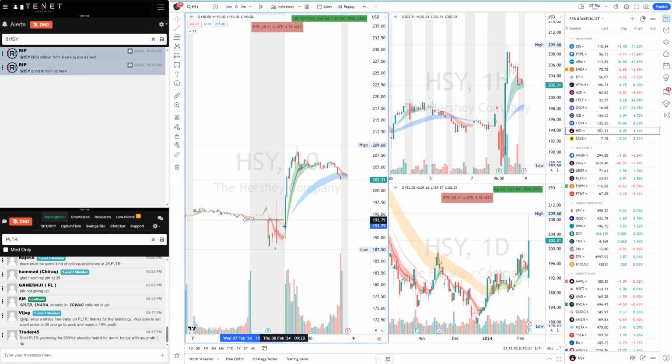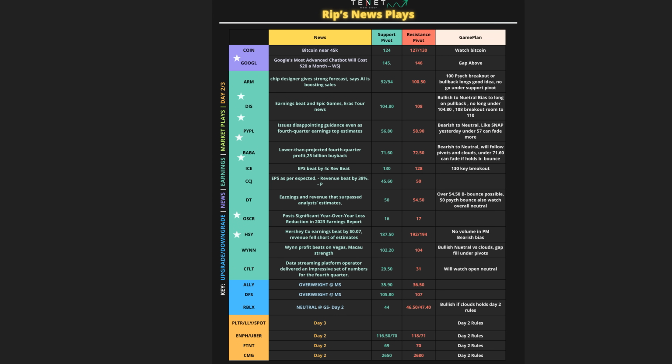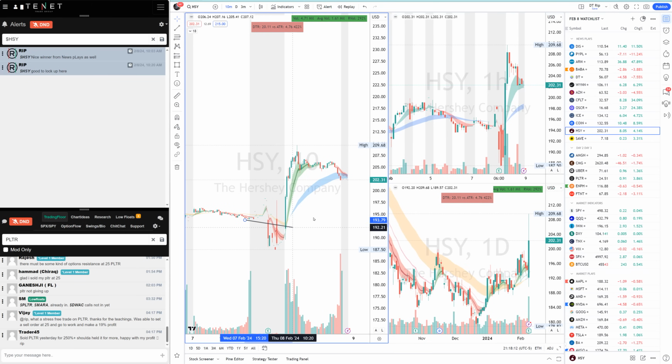But what do you do when it breaks over the clouds? What do you do when it breaks over the resistance pivots? 192 cleared. 194 cleared. Yesterday's high cleared. 200 psych cleared. That's it. I even talked about it at 10 a.m. Anybody who traded this one, it went to 209, guys, even after my 10 a.m. talk. So many opportunities, just crazy.